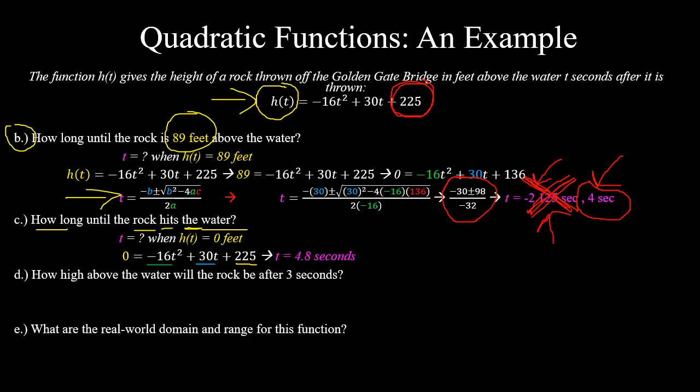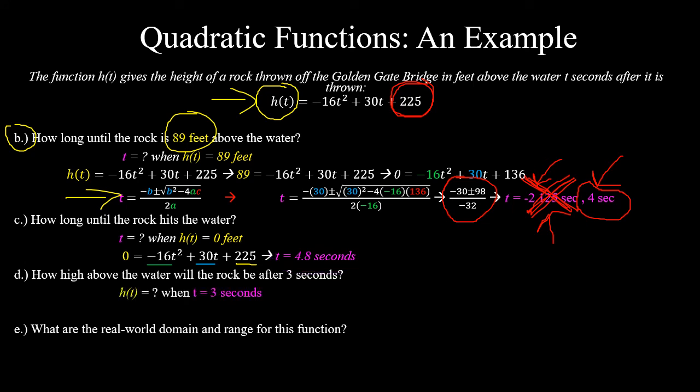When we go through and plug it all in, if you want to, you can pause this video and plug in negative 16 for a, 30 for b, and 225 for c right into the quadratic formula and solve. You should get t equals 4.8 seconds. So it's going to take this rock 4.8 seconds to hit the water. I didn't write out the whole quadratic formula for this, but if you want, pause the video and plug in your a, b, and c, and you should get 4.8 seconds.